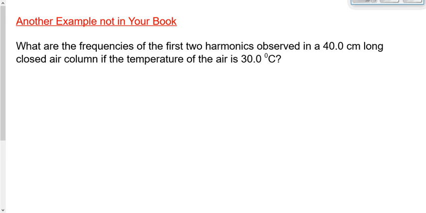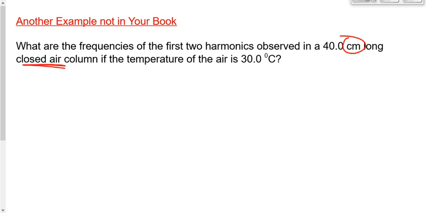All right, let's do the first example problem here with this. This one's not in your book either, so I'm going to ask you to copy this one out just like last time. It says, what's the frequencies of the first two harmonics observed in a 40 centimeter long closed air column if the temperature of the air is 30 degrees Celsius? A couple of things we got to spot here. Firstly, that we got centimeters and we want meters. It's a closed air column.